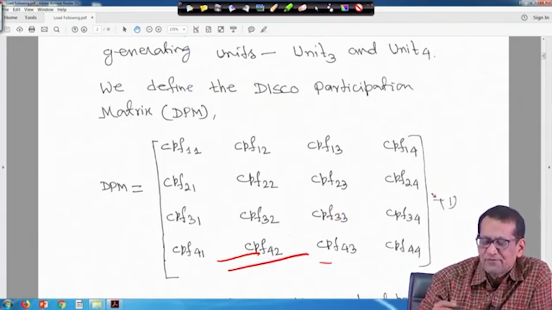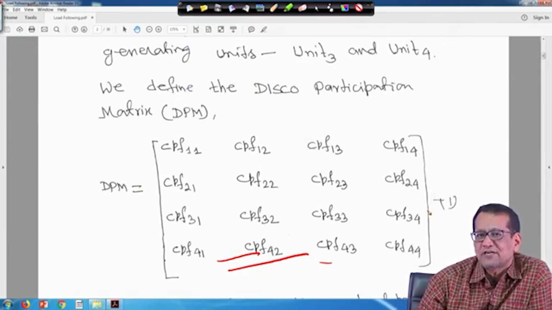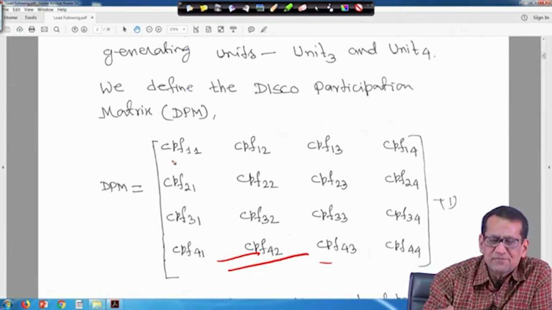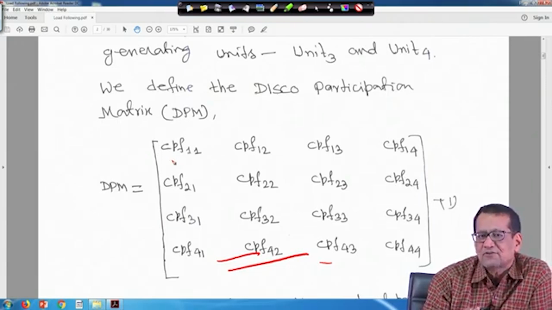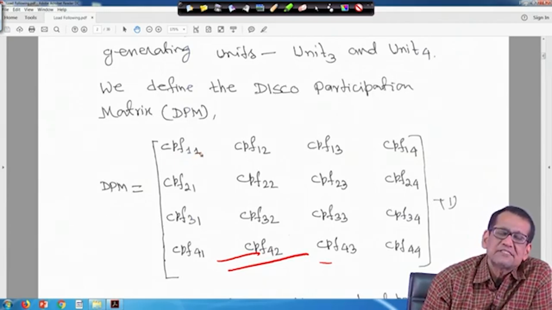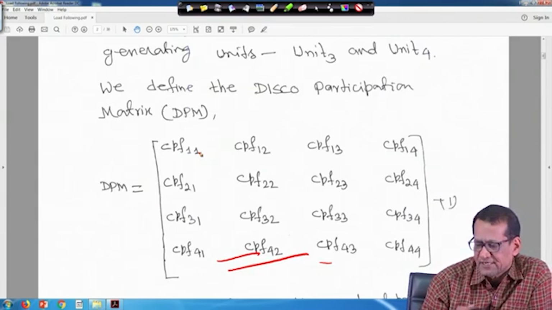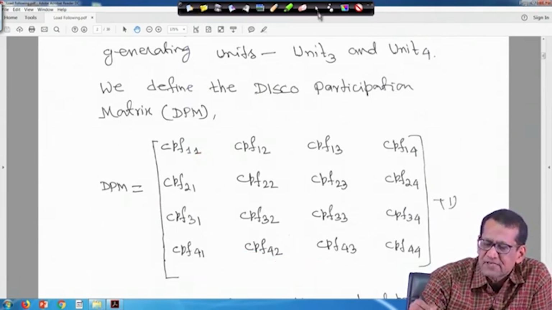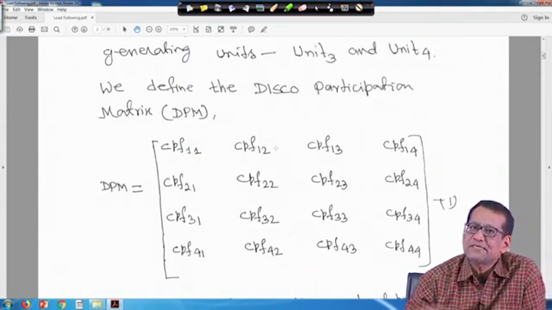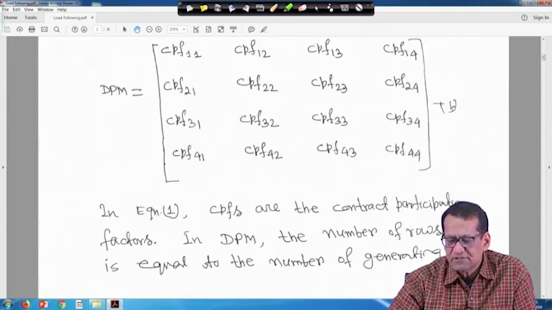If you want to find out the contracted demand, this side will be the same as before: delta PL1, delta PL2, delta PL3, delta PL4. The contracted demand for GENCO units 1, 2, 3 and 4 will be CPF 11 delta PL1 plus CPF 12 delta PL2 plus CPF 13 delta PL3 plus CPF 14 delta PL4 and so on. The meaning is the same, the actual essence remains the same. So, this is equation 1.